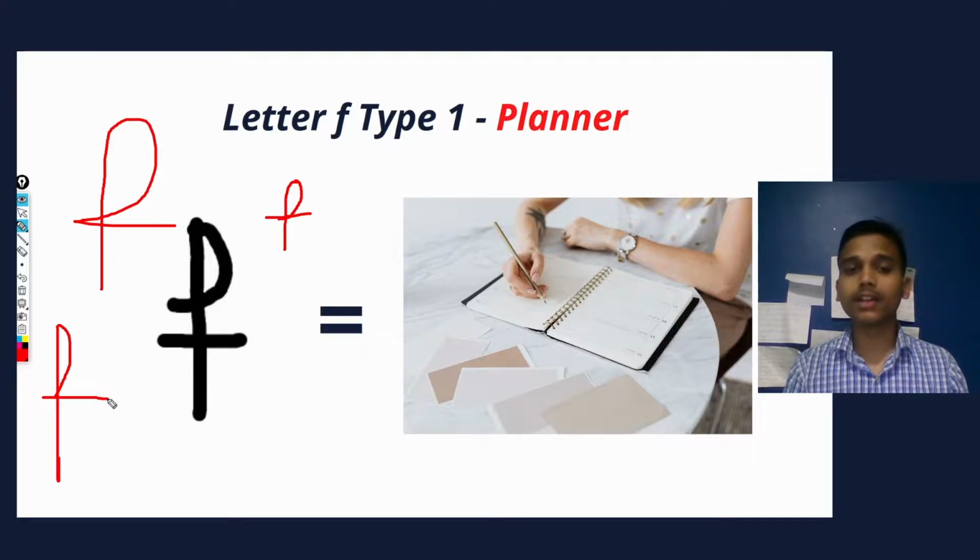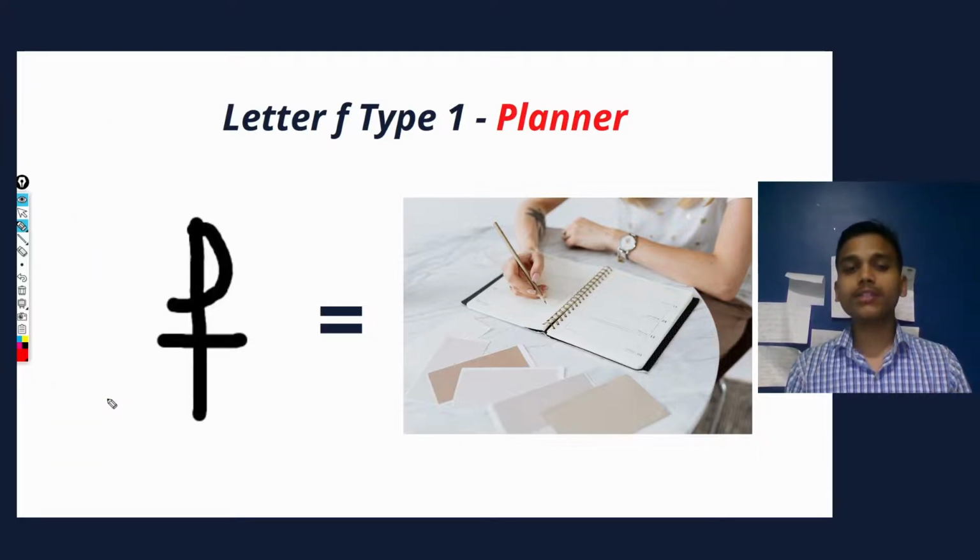As simple as that. What does it mean? It means that the writer is someone who is good at planning things. These are the people who plan things and then expect results from them. You will find that these people mostly work in careers which involve desk work. So you may find a clerk having this type of F. You may find people who do a lot of desk work.